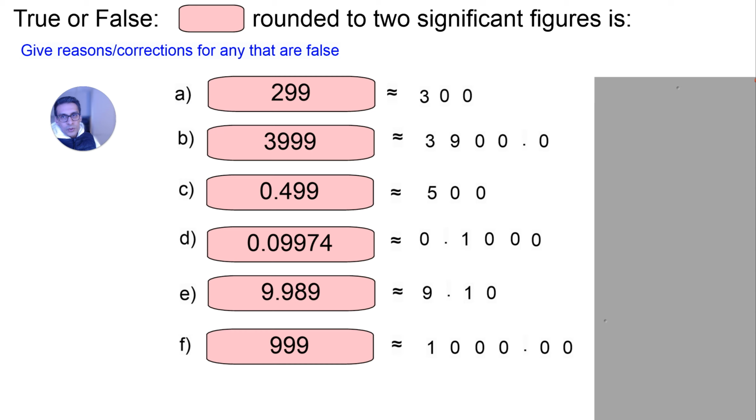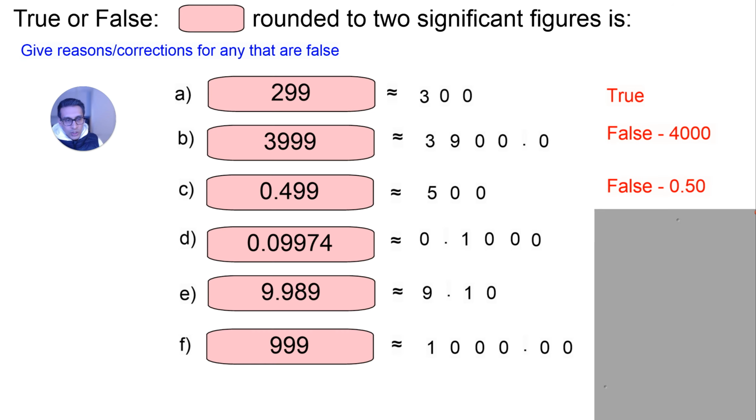Okay, I'm going to go through some answers with you now. So the first one is going to be true. The second one is false, it should be 4,000. The third one is false, it should be 0.50. Now you do need to have that zero. That zero there needs to be there. It's not just 0.5.